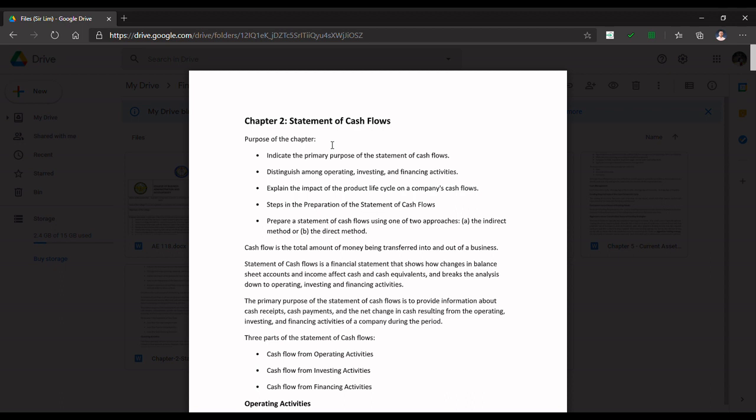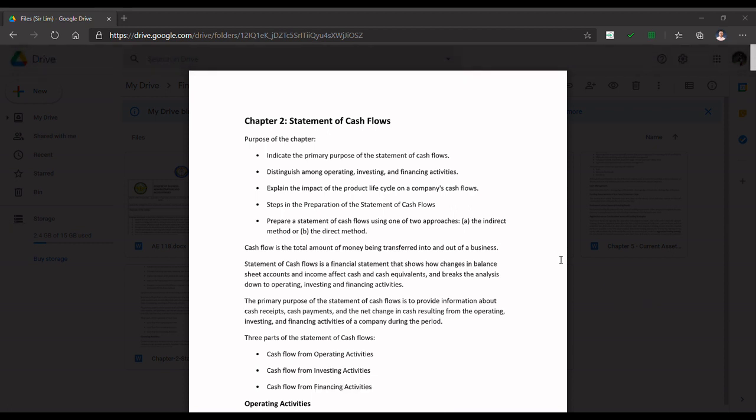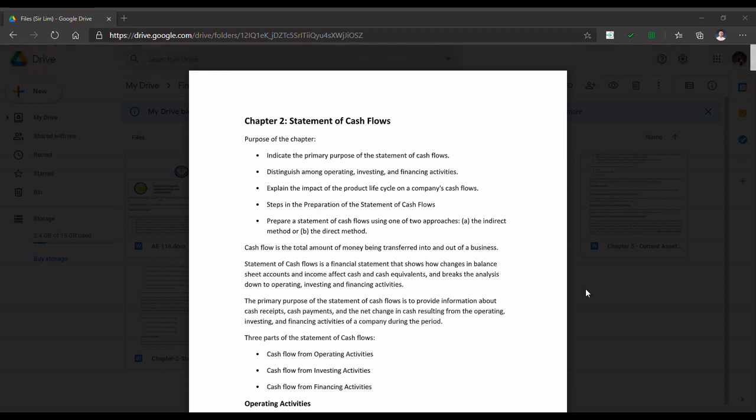So in this chapter, you should be able to indicate the primary purpose of the statement of cash flows, distinguish among operating, investing, and financing activities, explain the impact of the product life cycle on a company's cash flows, steps in preparation of statement of cash flows, and prepare statement of cash flows, syempre, using one of the two approaches, either the indirect one or the direct method. So let's define what a cash flow is.